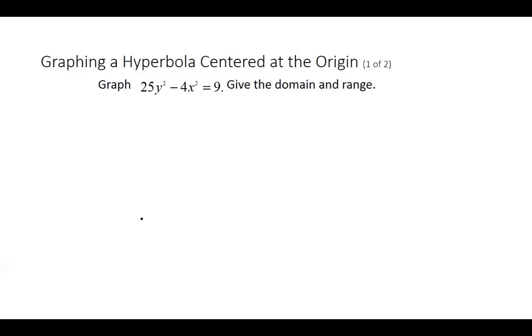Now would be a good time for everyone to pause the session and see if you can graph this on your own. This doesn't give it to me in the form of the general equation. The first step is to make it in that form. Recall we need this equal to 1. So I'm going to divide each term by 9. So we get 25y squared over 9 minus 4x squared over 9 equal to 1.